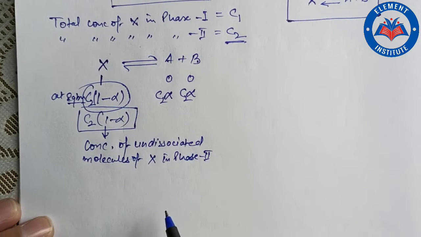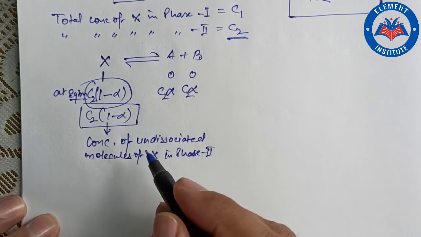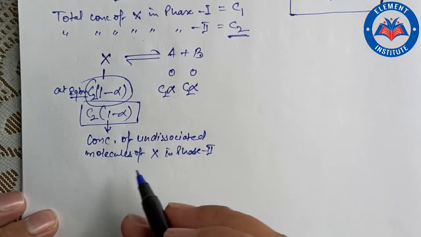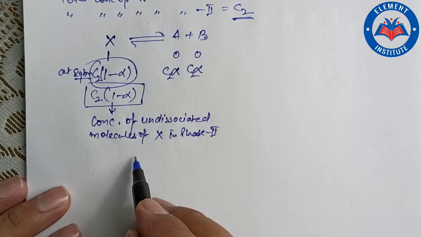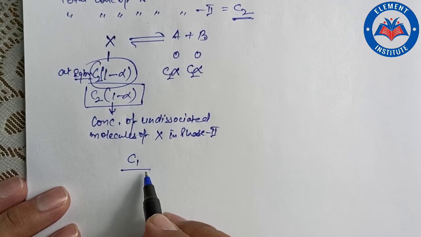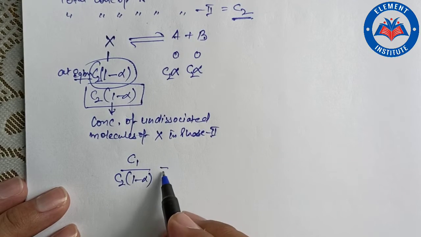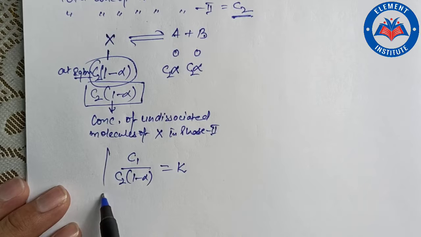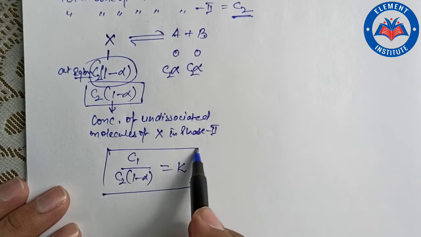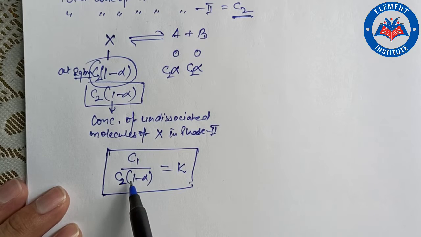Okay, now applying the distribution law, the ratio of concentration of solute in equilibrium will be equal to C1 upon C2 1 minus alpha, that is the partition coefficient. Okay, so in this way we can calculate the partition coefficient if the solute is undergoing dissociation in any one of the solvents.